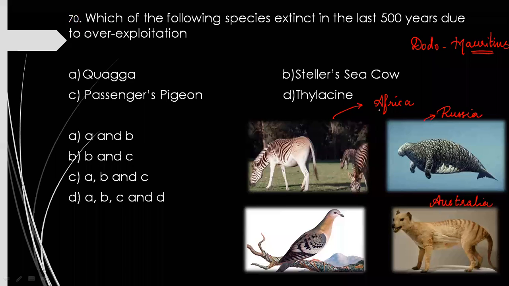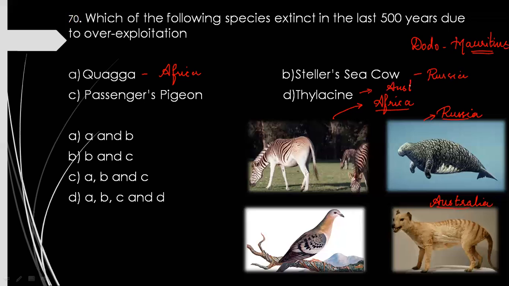Quagga in Africa, Stellar's sea cow in Russia, and thylacine in Australia. If I ask you where you are finding the quagga, the answer will be Africa. Where do you find Stellar's sea cow, the answer will be Russia. And where do we find the thylacine, the answer should be Australia. And the dodo was in Mauritius. So now you got the idea where we were finding these animals.